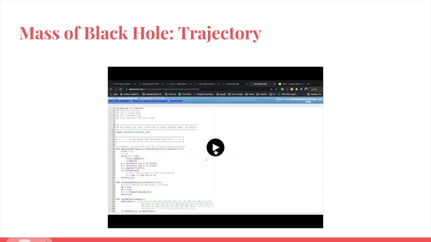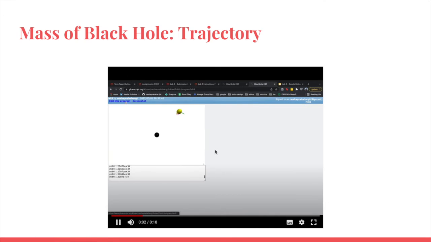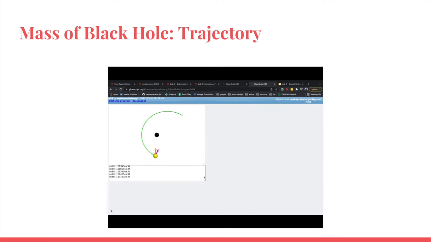And here is a video of the trajectory of the star around the black hole. You can see all three forces, which is F net, F parallel, and F perpendicular in three different colors, and you can see the entire trajectory here.